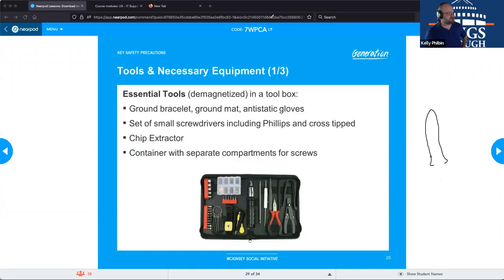So yeah, this is a very, very basic kit. Some can be a lot more elaborate, but this is about as basic as you can get. You can get most of the things you want done on a desktop with this kit. This is what we had to work with.